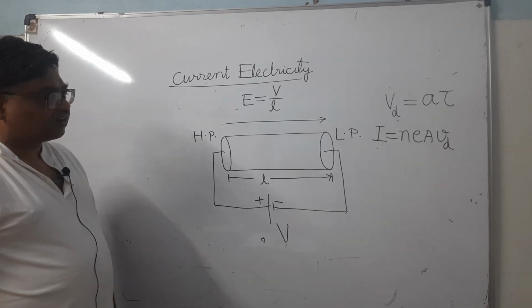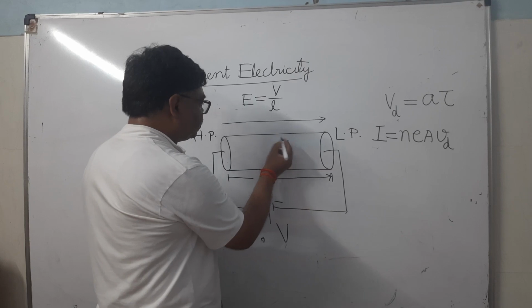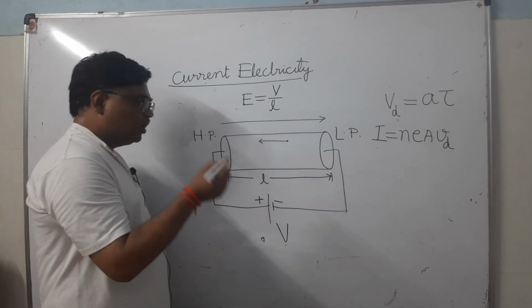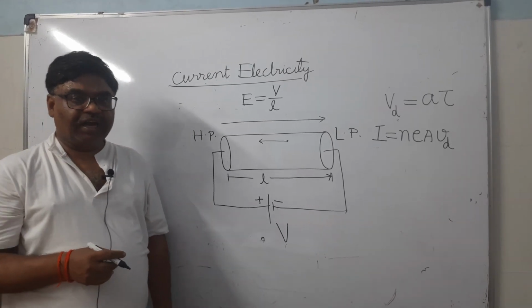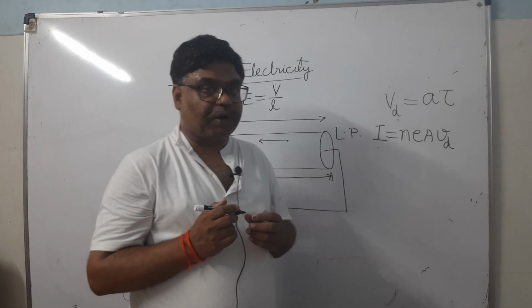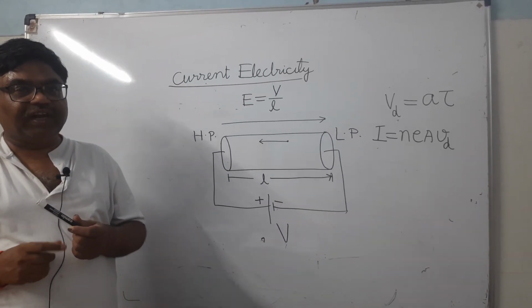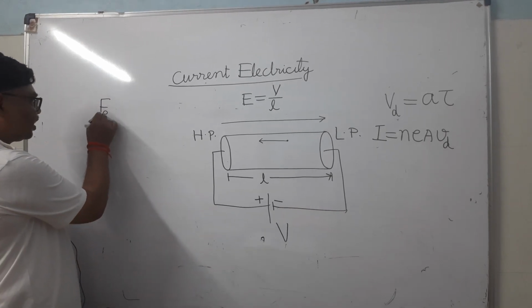Because of this electric field, every free electron will experience a force in what direction? Opposite to the electric field. क्यों? क्योंकि फ्री इलेक्ट्रॉन क्या है? इलेक्ट्रॉन क्या है? एक निगेटिवली चार्ज पार्टिकल है. And on a negatively charged particle, what is the direction of force? It is opposite to the direction of the electric field. So what will be the magnitude of this force, electric force?